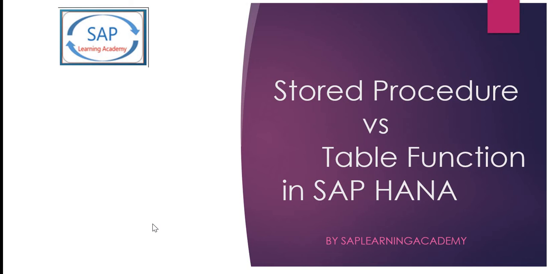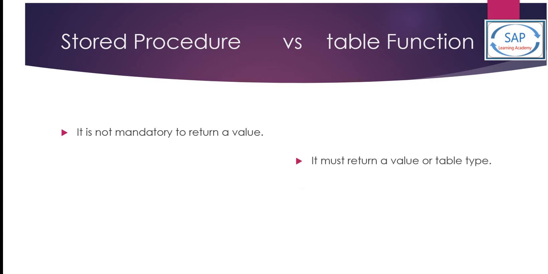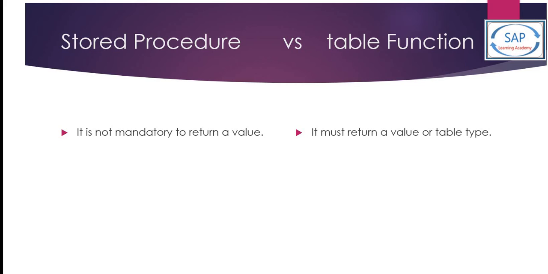In this session, we will discuss the difference between stored procedure and table function in SAP HANA. For a stored procedure, it is not mandatory to return a value, whereas for a table function, it is a must to return a value or table type. So for a table function, it is mandatory to return a value, and that value should be in the form of table type. But for the stored procedure, it is not mandatory to always return a value. You can write some logic and you can execute that as well.